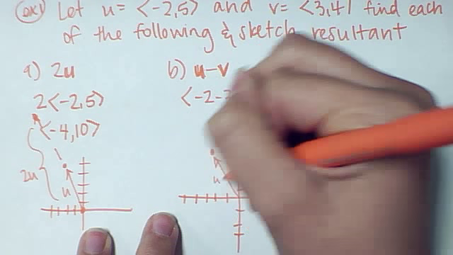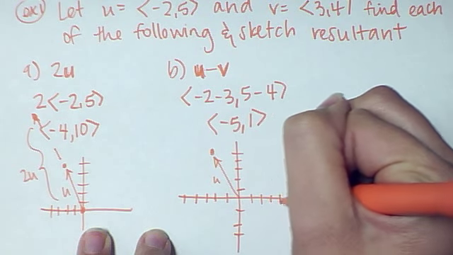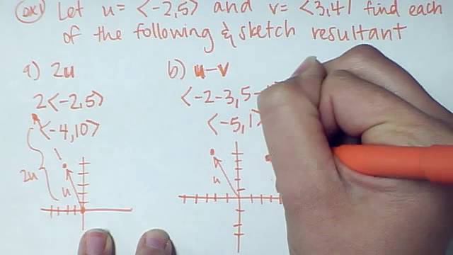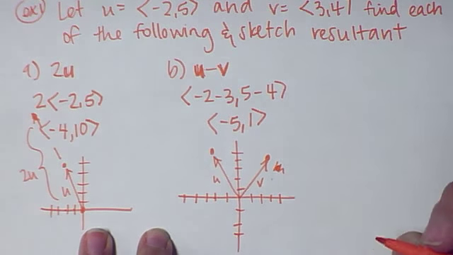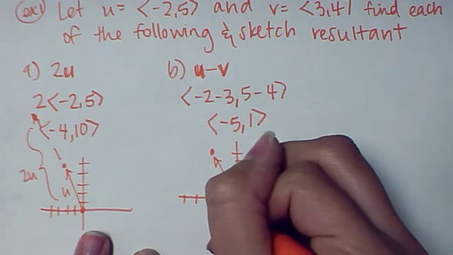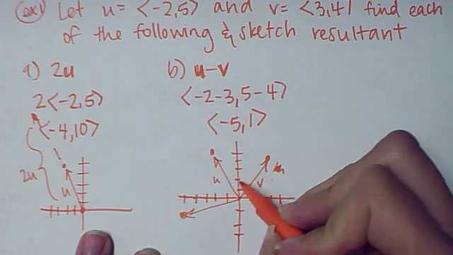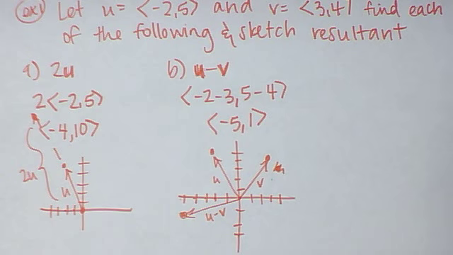So I did that one previously. Vector v would be 3, 4. Oh, that went the wrong direction. There you go. Pretend like that one's not there. And then the resultant vector is negative 5 and 1. Meaning if I take u and subtract v from it, I get this one right here, which is u minus v as my resultant vector.